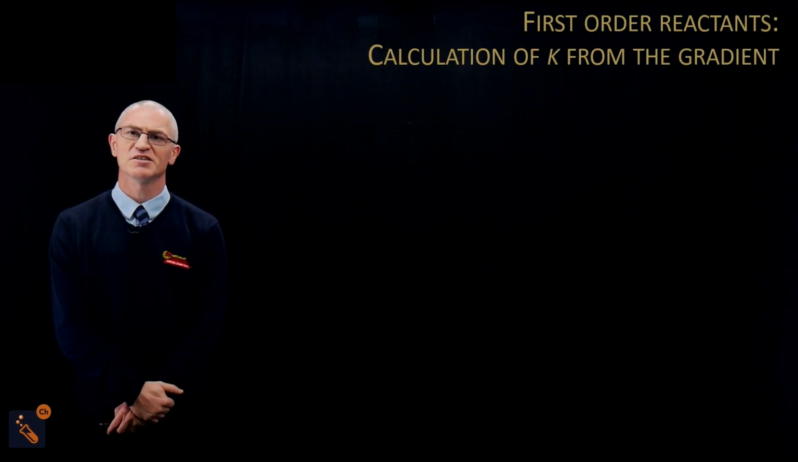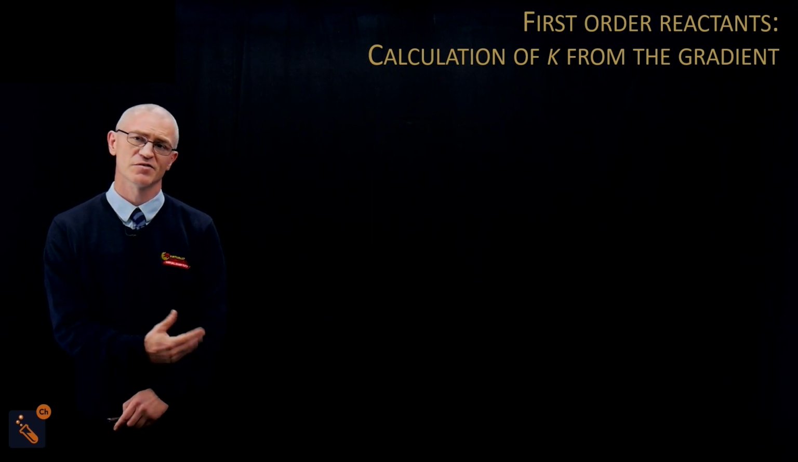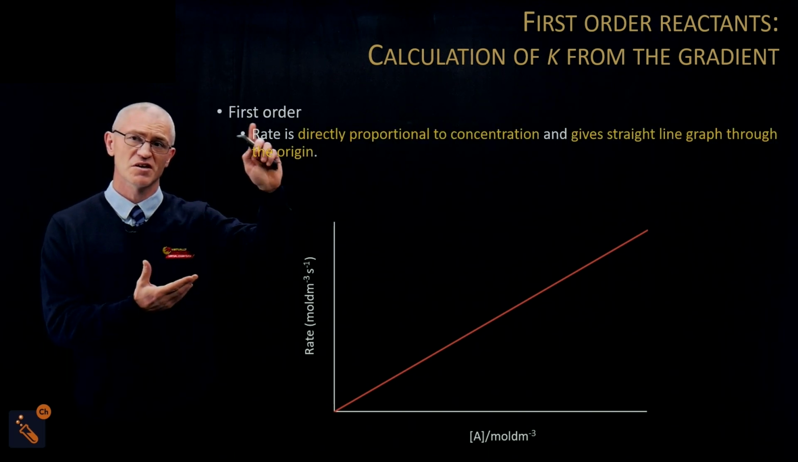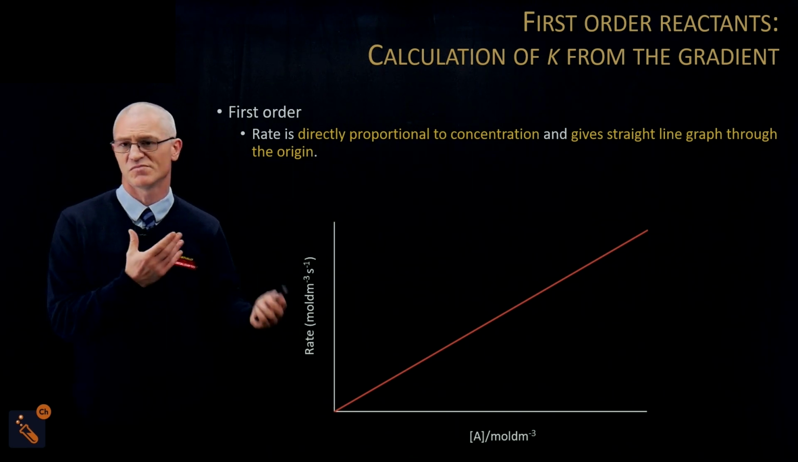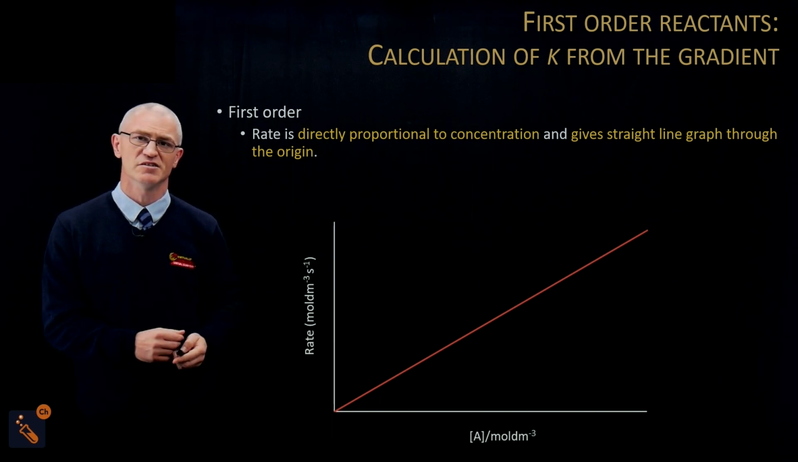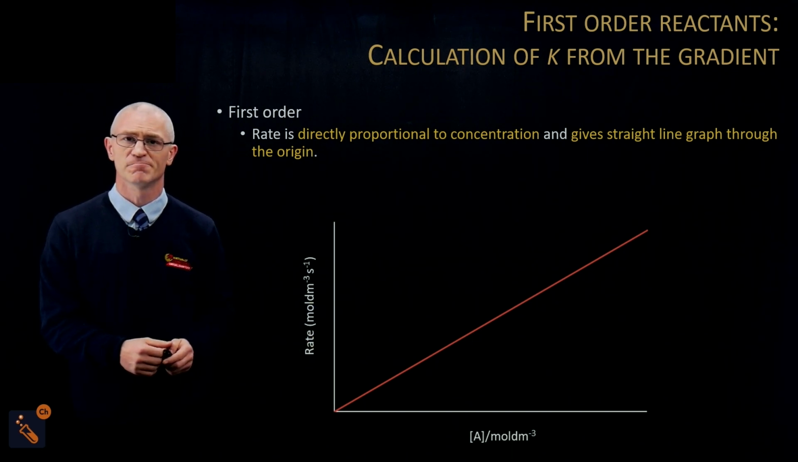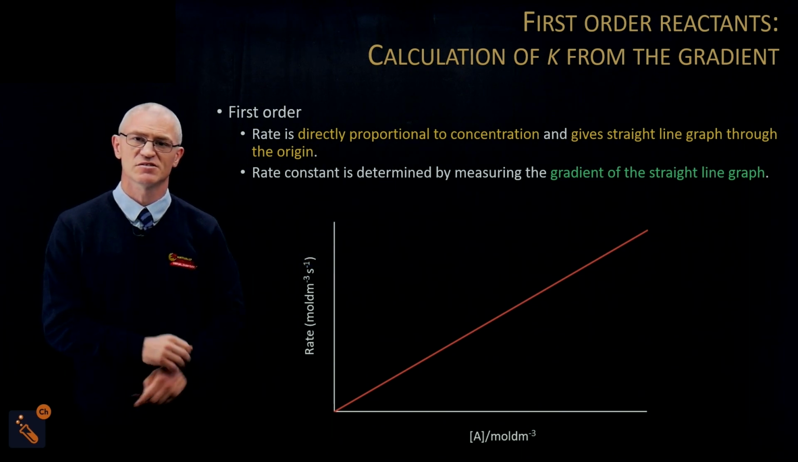Now the second way you can determine K for a first order reaction, where you just have a first order reactant, is to calculate the K from a gradient. So we've got a graph here, and it's first order if the rate is directly proportional to the concentration. So if the concentration doubles, the rate doubles. And you can see it from this straight line through the origin here. Now the rate constant is determined by measuring the gradient of this straight line graph.